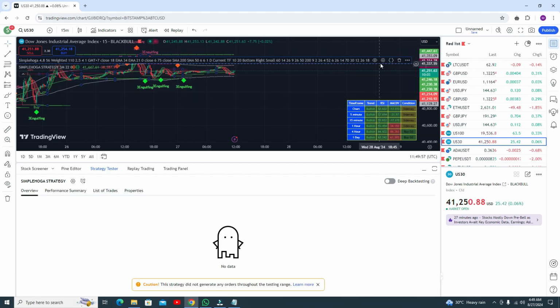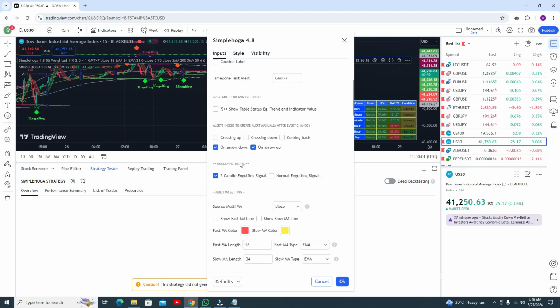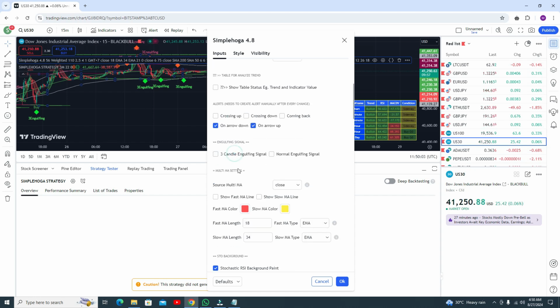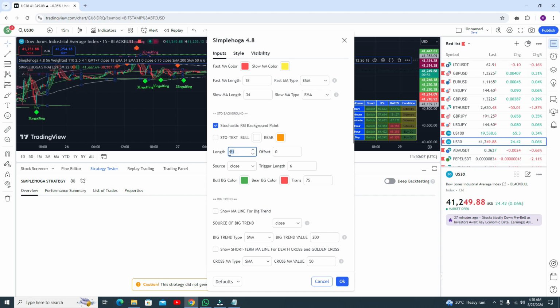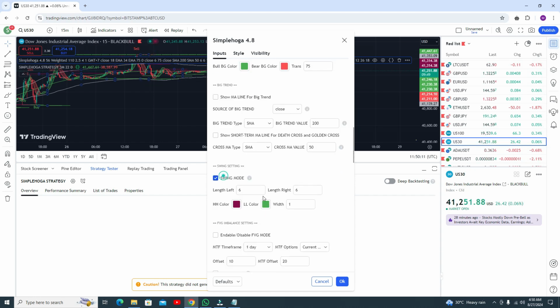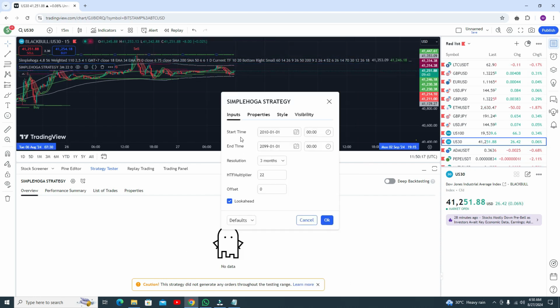Okay, go to the settings of the first indicator. Go to the indicator settings, uncheck this one, uncheck this one, RSI 75, slowly down, and uncheck this one. That's it, we're done.